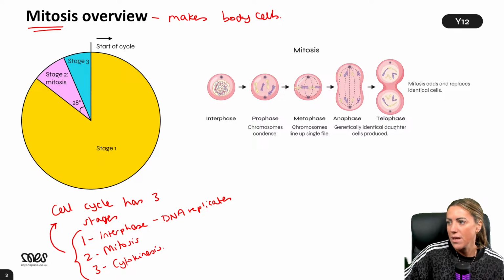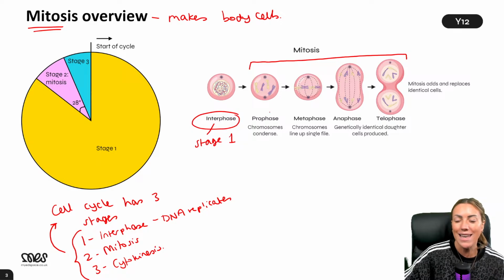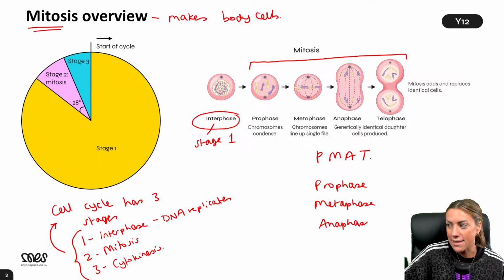Good, okay. So we have interphase. Now this is stage 1, so this happens before mitosis. Then we have mitosis, which is all of these stages. This is why Kira said PMAT. If we remember PMAT, it's going to help us to remember the stages of mitosis. So what that stands for is prophase, metaphase, anaphase, and telophase.